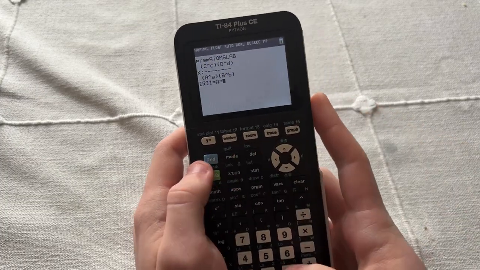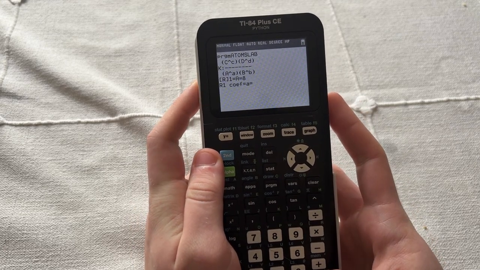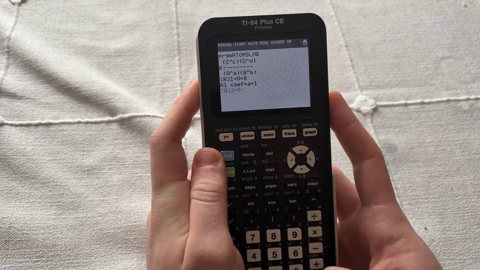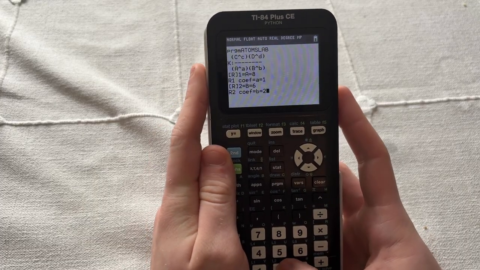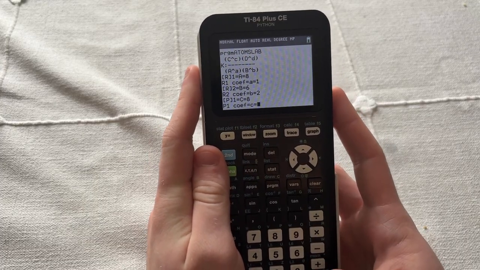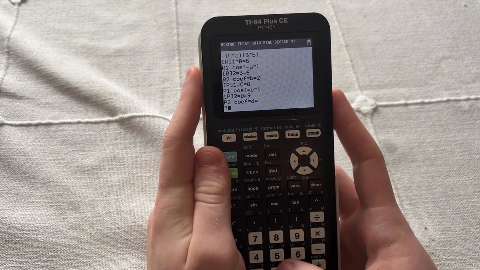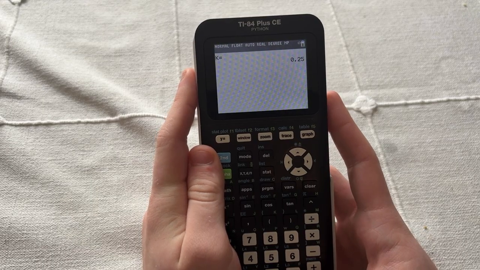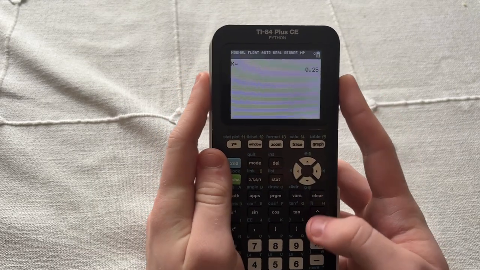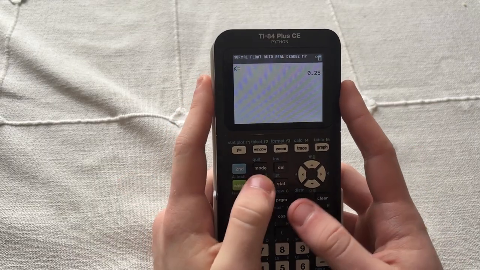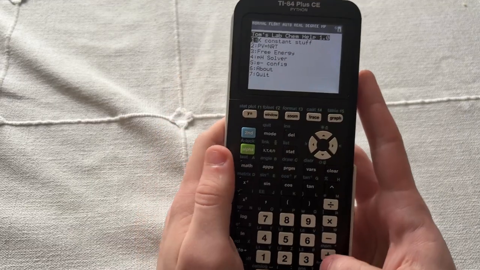You can plug in all these numbers. A, we'll just say is 8. The coefficient will be 1. B, we'll say is 6. Coefficient will be 2. And all I'll do is just plug these numbers in to give you an answer. So then you can see that is going to be 0.25. So this is a very helpful application if you're trying to solve for equilibrium. From there you can just hit enter to go out.